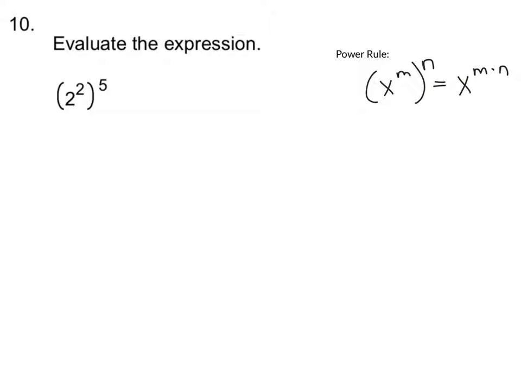Evaluate the expression, 2 squared all raised to the 5th power. To solve this, we're going to apply the power rule. The power rule states that when we have a base raised to an exponent and then that whole thing is being raised to another exponent, we keep the base and multiply the exponents together. So here we'll keep the base of 2 and then we'll multiply the exponents of 2 times 5. This becomes 2 to the 10th power. 2 to the 10th power is 1024, so our answer is 1024.